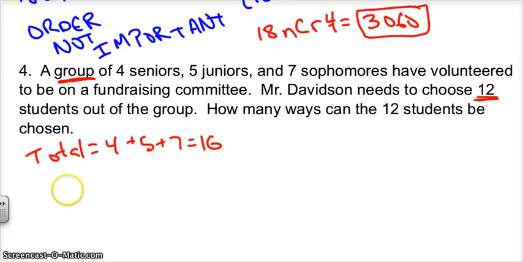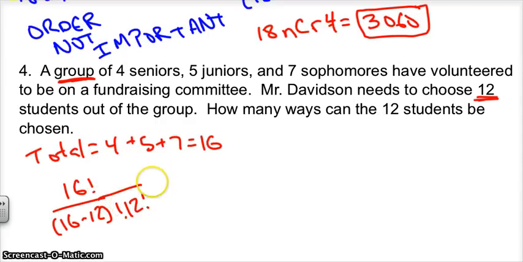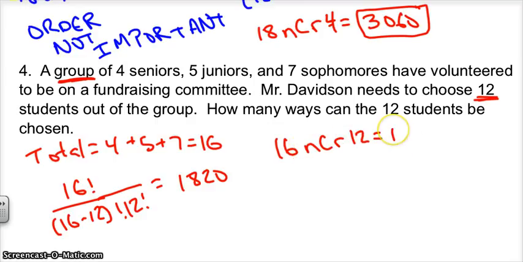So using our formula, we would have 16 factorial over 16 minus 12 factorial, and then still over 12 factorial, which gives us 1,820. Or using the calculator, hit 16, then your PRB button, you select nCr, and then hit 12, and that again is going to give you 1,820.